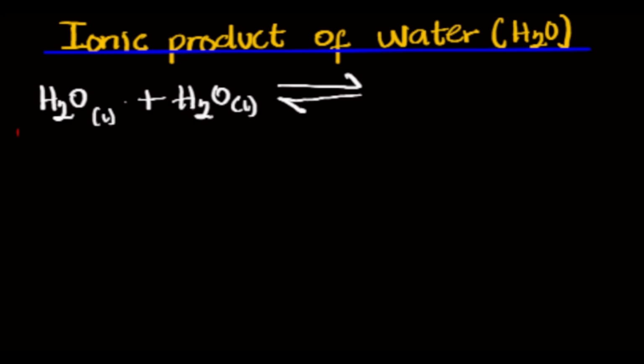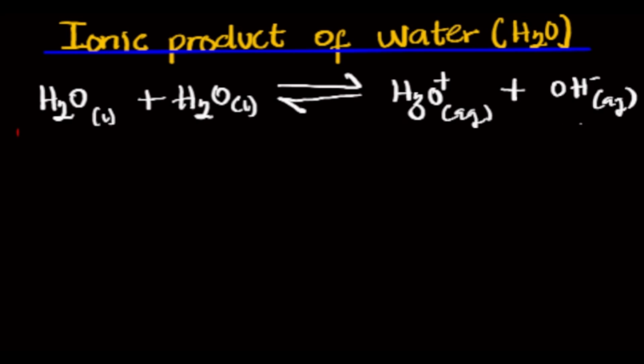one is going to donate the proton, and we're going to have H3O plus, which is a complex hydronium ion in its aqueous state, plus another one, which is going to be hydroxide ion, also in its aqueous state. Now this is a reaction that occurs between two water molecules. And what type of reaction is this? It is the auto-ionization reaction. Make sure you keep that in mind.